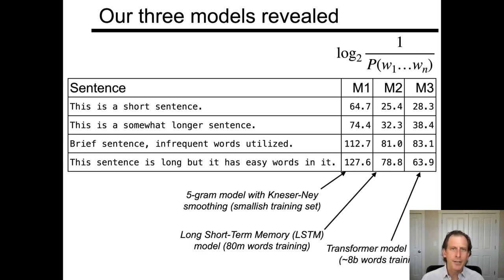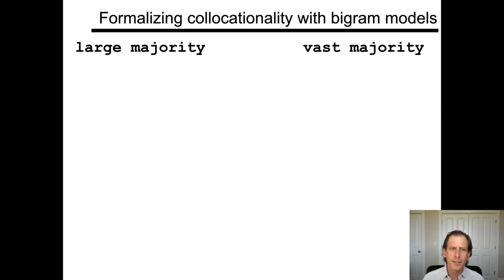So neural language models are still the ones that you want to go to if you're looking for a high performance model. But I want to end with a scientific insight that we can gain from looking at n-gram models, and in particular bigram models. So I want to go back to this notion of collocationality. Here's one more example. Large majority, vast majority. They probably mean something like the same thing. But I think you probably all have the experience that vast majority is obviously the way to say the meaning. Vast majority is a collocation, large majority is not.